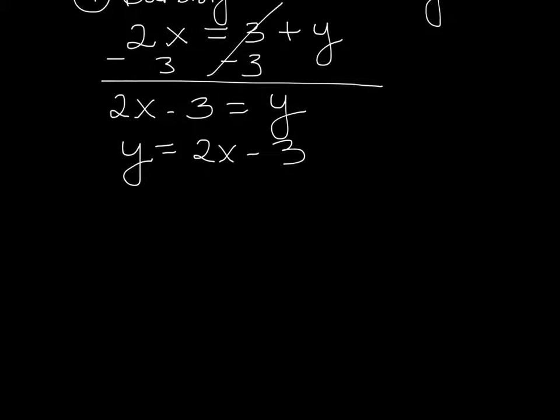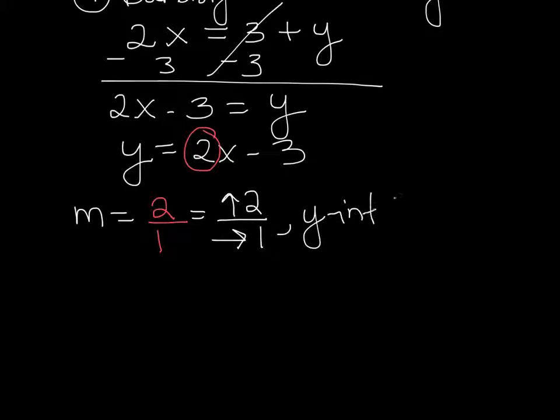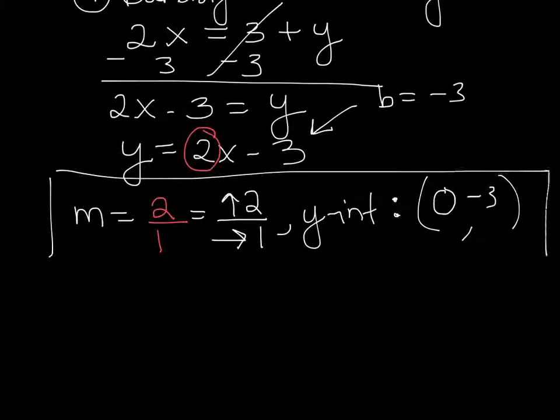And there is my slope. So the slope is 2, or 2 over 1, which means it's going to go up 2 to the right 1, or down 2 to the left 1. And our y-intercept, the point on the y-axis, is always 0, comma, b. And our b happens to be negative 3. So this is the information you're going to use to graph this line.